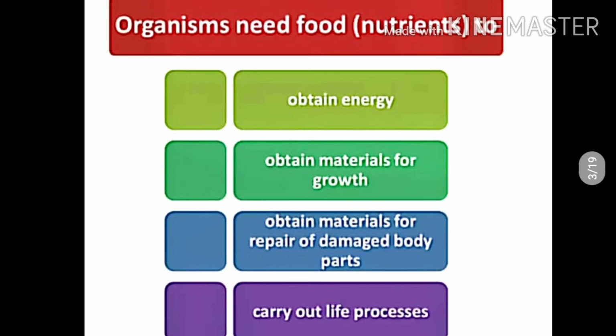So we can say that organisms or plants need food and nutrients to obtain energy, to obtain materials for growth, and to obtain materials to repair damaged body parts, and therefore to carry out life processes. Life processes means the processes which are necessary to carry out their life.